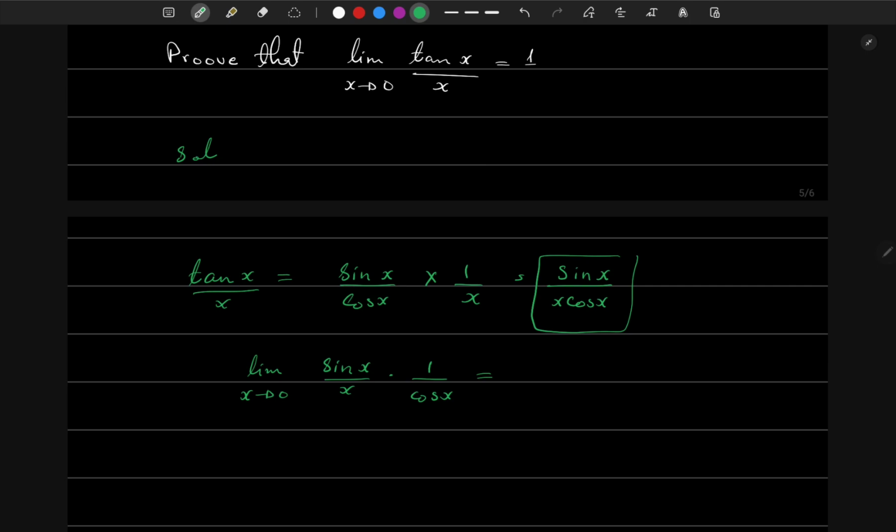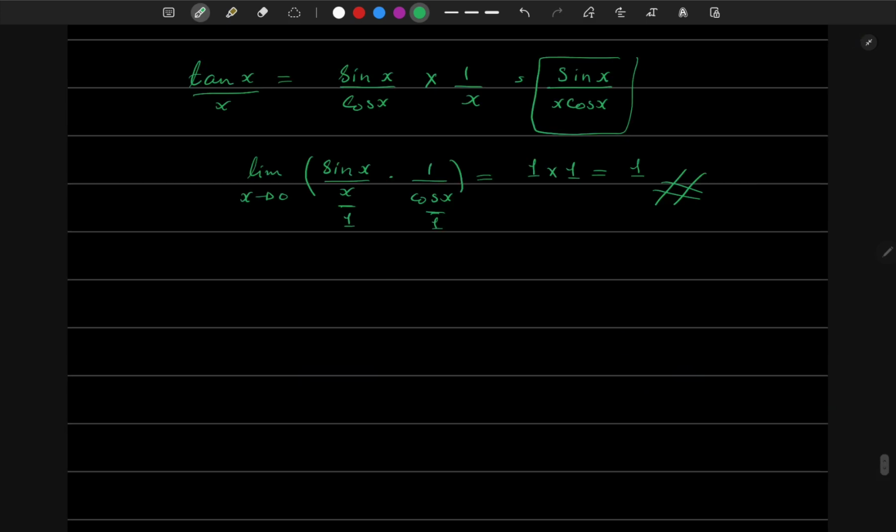And remember again, the limit of two functions multiplied by each other is the same as multiplying the limits of those two functions. So the limit of this one here is 1, the limit of the second one here is also 1, so it equals 1 multiplied by 1, which equals 1, and this is what we ought to prove.